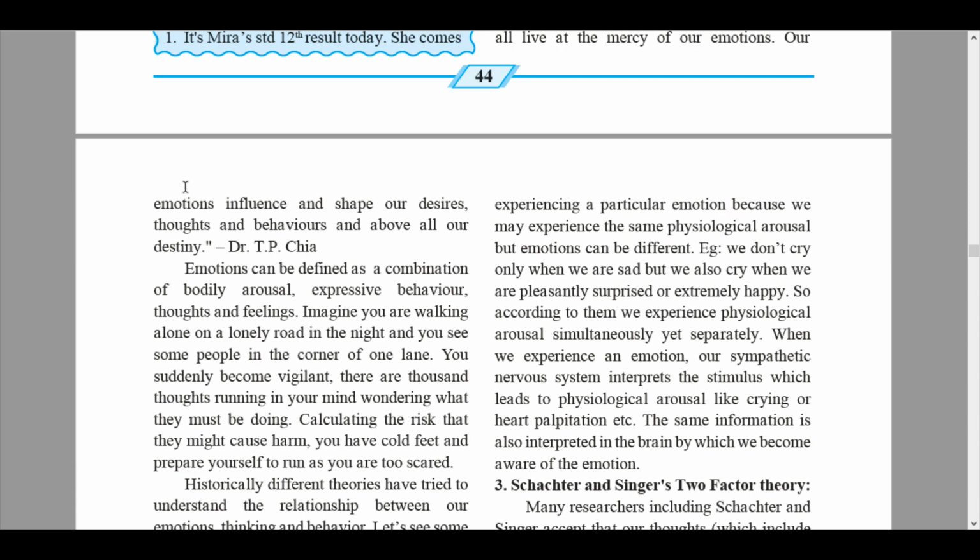So just think that you get a very bad score in your preliminary exams. Of course, you will feel very sad. You start crying. That is the situation affecting you. So it is not that you cry and you make yourself sad. You start crying because you're sad about your results.